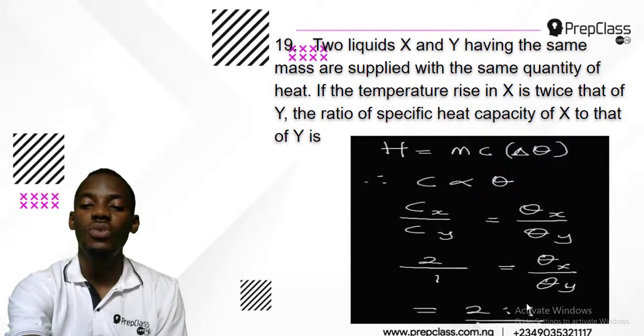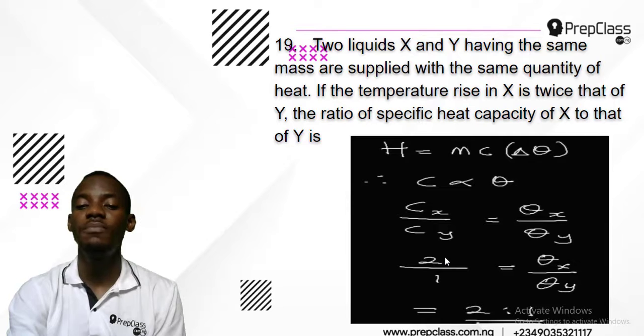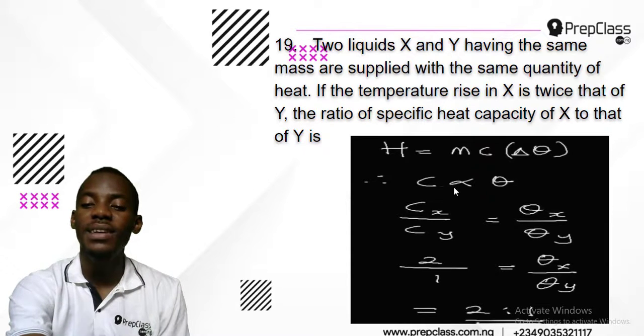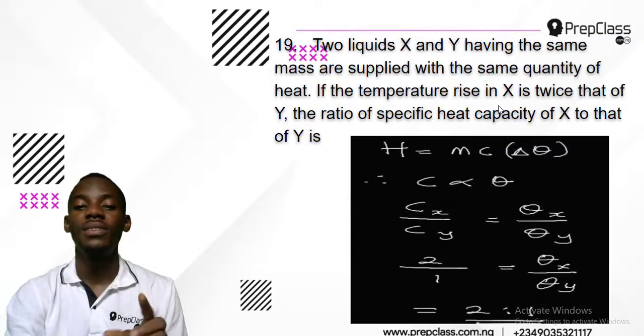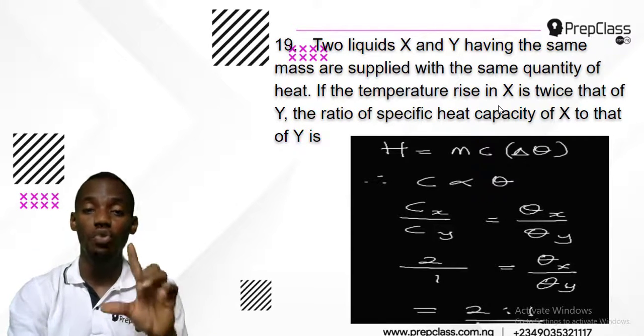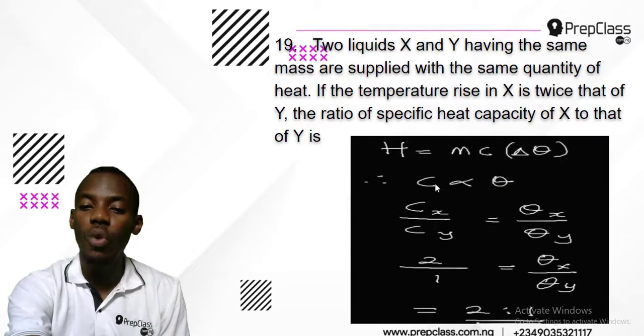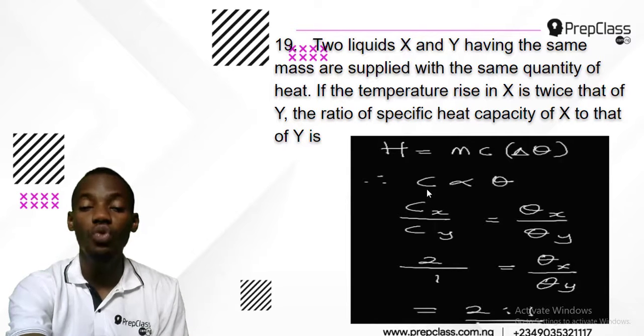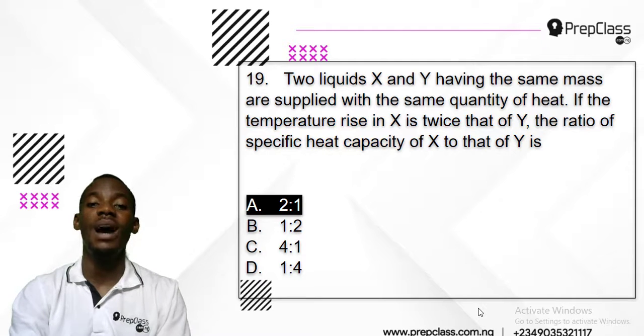That will be my specific heat capacity, and the formula is just 2:1, because specific heat capacity and temperature are directly proportional. So whatever happened to the first will happen to the second. If the temperature is 2:1, that means the specific heat capacity also will be 2:1, because the two of them are directly proportional. So if temperature is 2/1, then C also will be 2/1, and that is the answer for number 19.